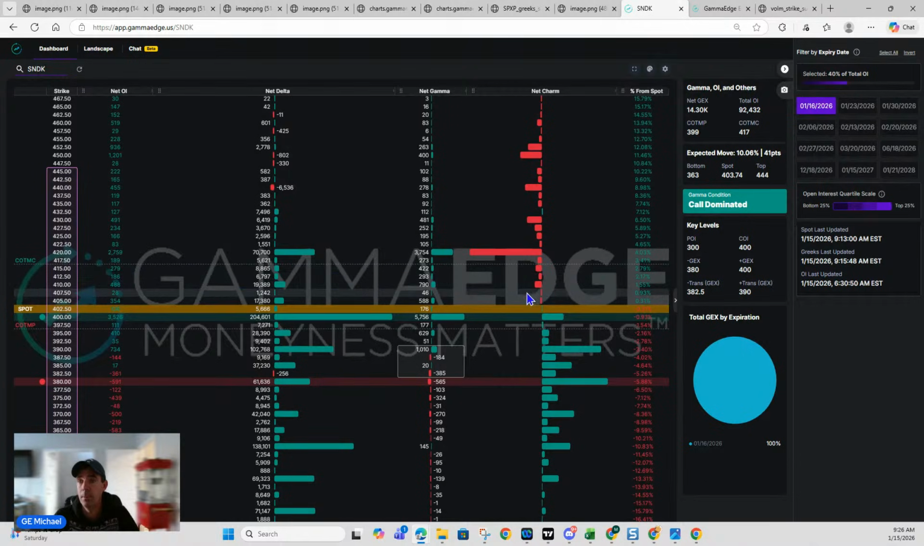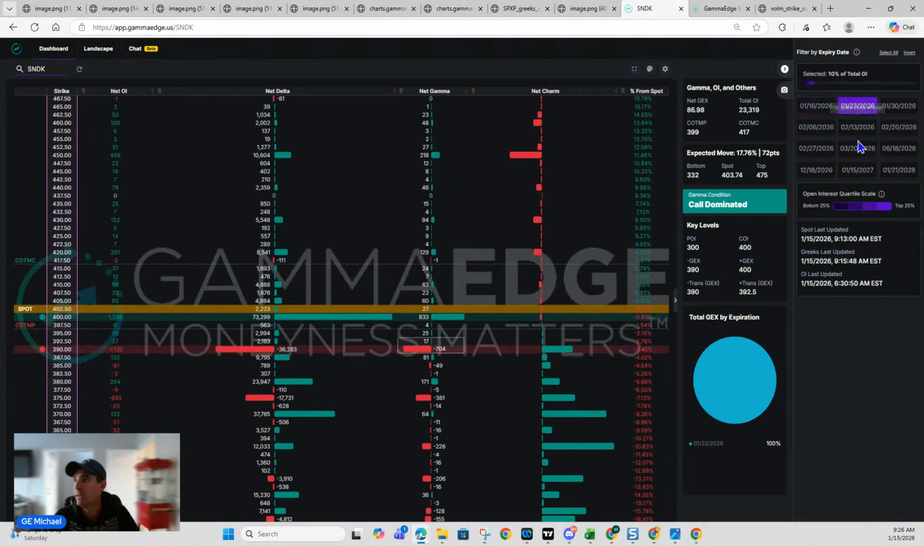Let's see, call dominated above and below spot price, above transition. 400 is PGX. Structure stays at 400, even though it's call dominated. So upside is probably going to be a little bit more difficult on SanDisk.